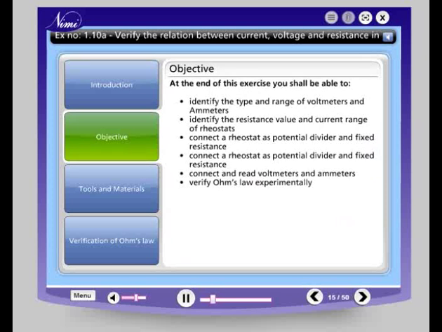At the end of this exercise, you shall be able to identify the type and range of voltmeters and ammeters. Identify the resistance value and current range of rheostats. Connect a rheostat as potential divider and fixed resistance. Connect and read voltmeters and ammeters. Verify Ohm's law experimentally.